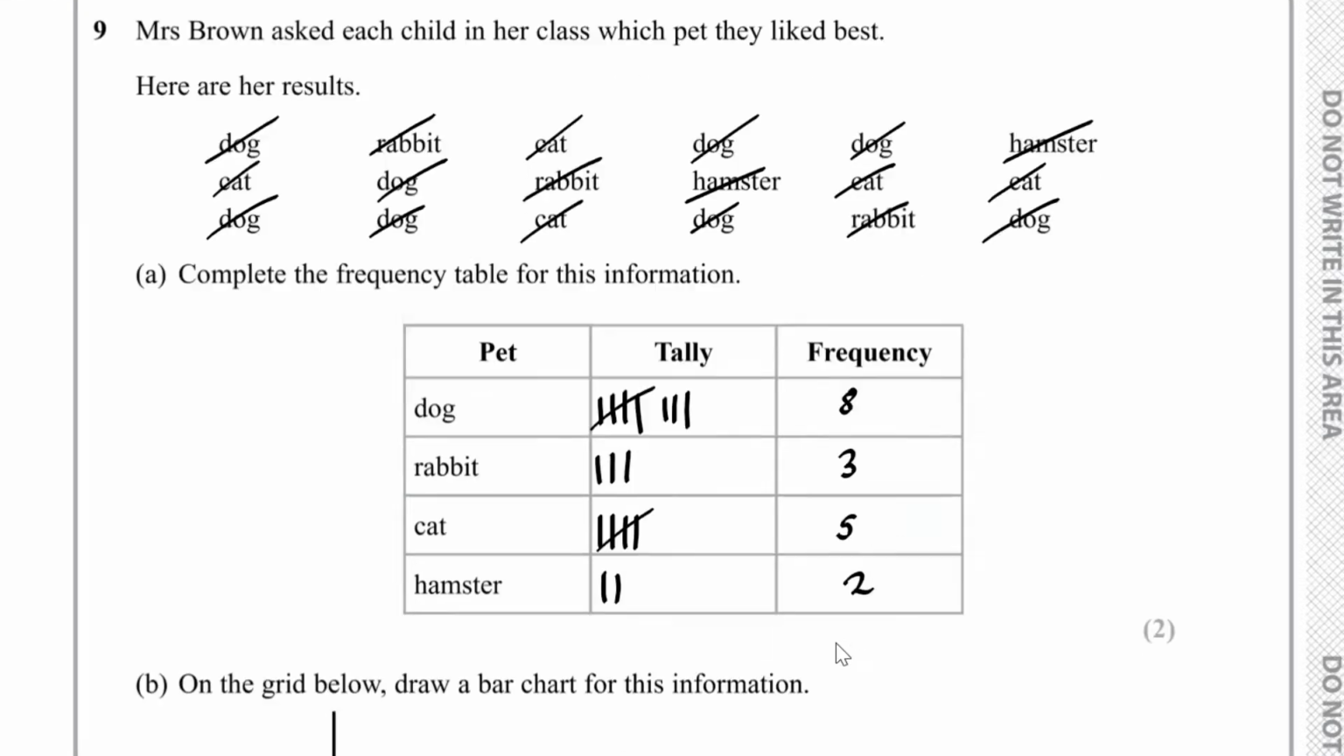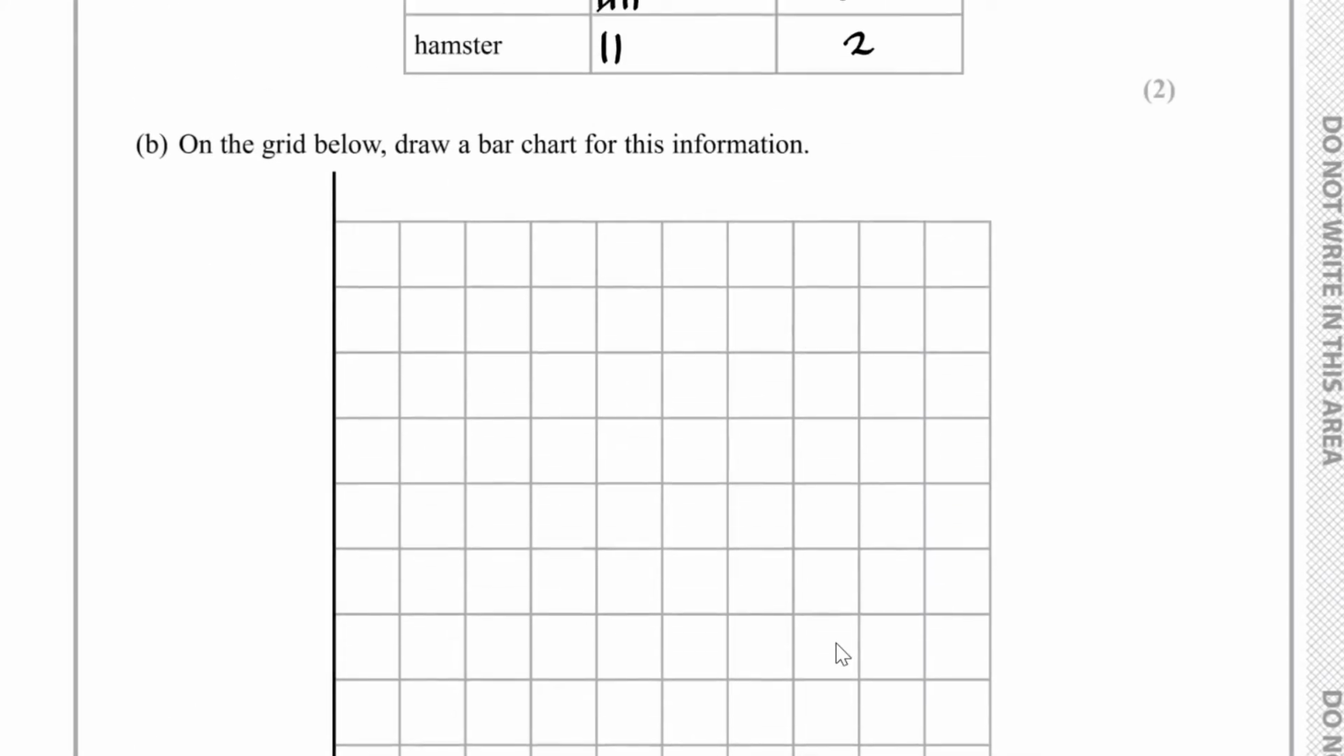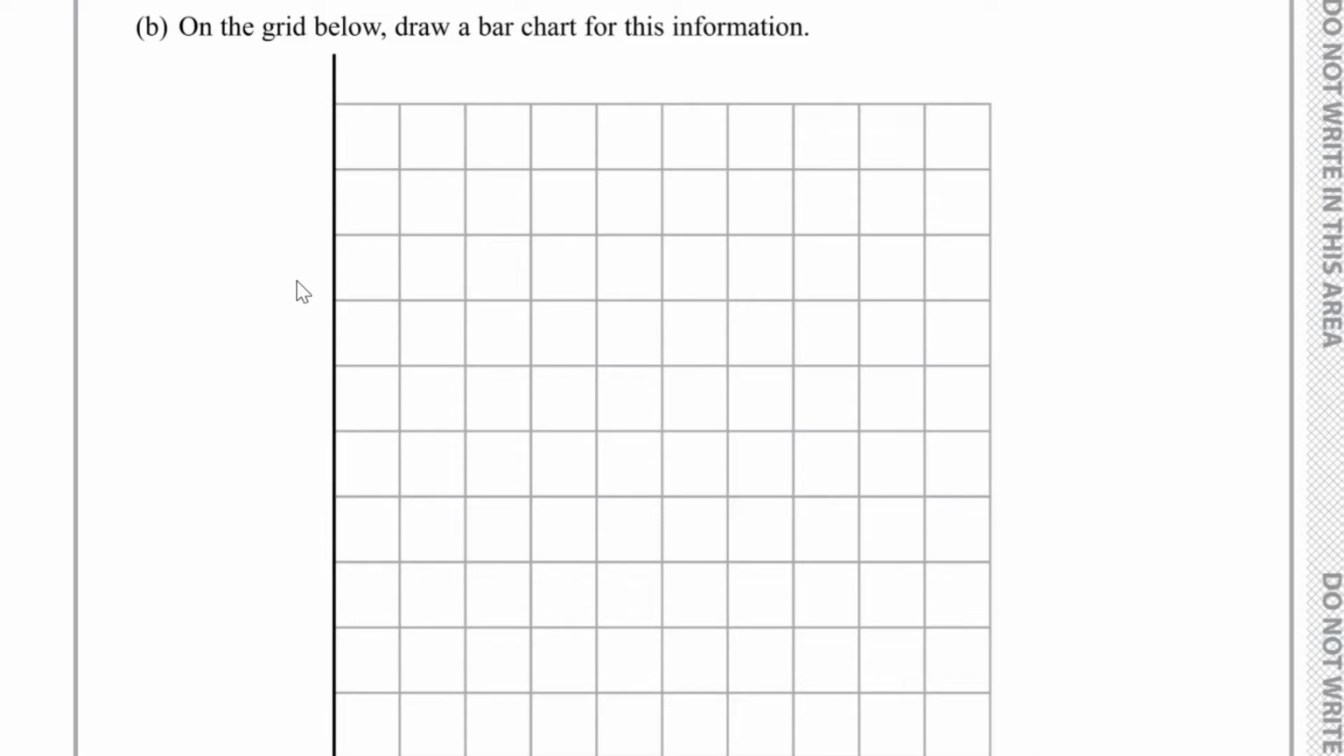And now for the next part of the question, we have to draw a bar chart for this information. Well, here we have 10 squares, so this over here is 10, so halfway, that's 5, and here we get 0. So if we draw a bar chart, well, we have 8 for dog, so we have 1, 2, 3, 4, 5, 6, 7, 8, and then 3 across like so.